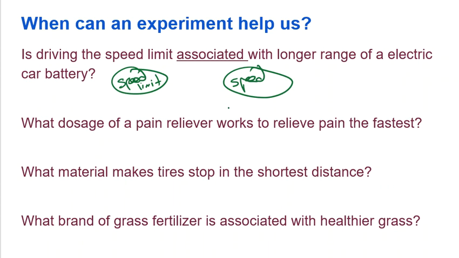Okay, I can control all of that. I can make somebody follow the speed limit. I can make somebody go fast. And then I can collect my data at the end in terms of how long their car lasted before the battery died. What dosage of a pain reliever works to relieve pain the fastest?